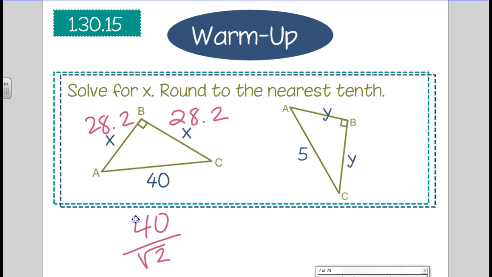On both of those, remember you can check your answer. 28, 28, 28 root 2. Plug that in your calculator and see if that equals about 40. 28 root 2. Is it kind of close to 40? 39.5. I'd say that's pretty close to 40. So that does fit the pattern. It does work. Okay. Next one, Zaya, what do you get for y?